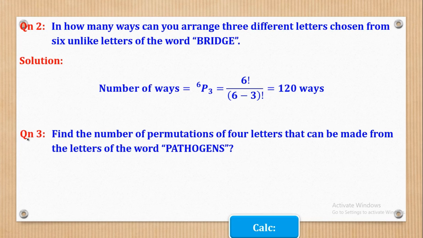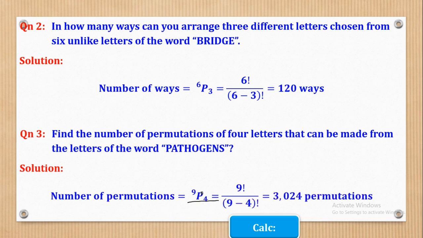So now we shall go to question 3, which says: find the number of permutations of 4 letters that can be made from letters of the word pathogens. So pathogens has 1, 2, 3, 4, 5, 6, 7, 8, 9. There are 9 out of 9, we need 4. So it will be 9 permutation 4, and using a calculator to give you this. And that's what they wanted. As simple as that.